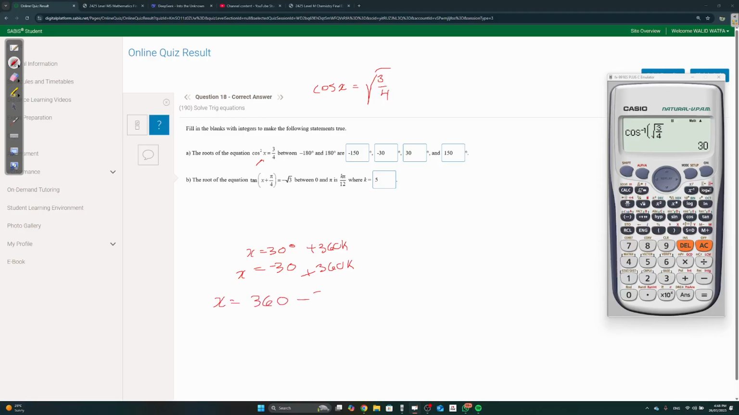360 minus 30, which is 330 plus 360k. And you have 360 minus 30, which is 390 plus 360k. Now let's take a look and do our cases. For k equal to 0, we get the solution x equals 30. For k equal to 1, you get x equals 30 plus 360, which is how much? 390. For k equal to 1 here, you're going to get x equals 330. Okay, for k equal to 0, you're going to get x equals negative 30.